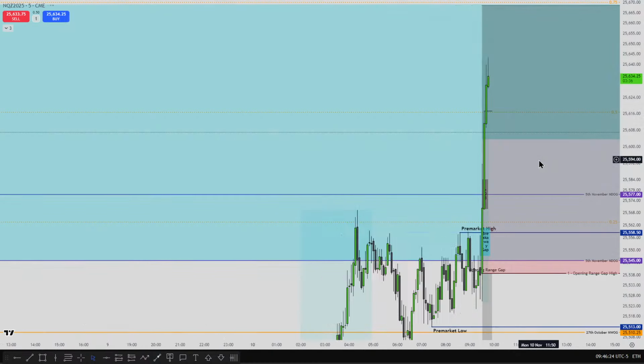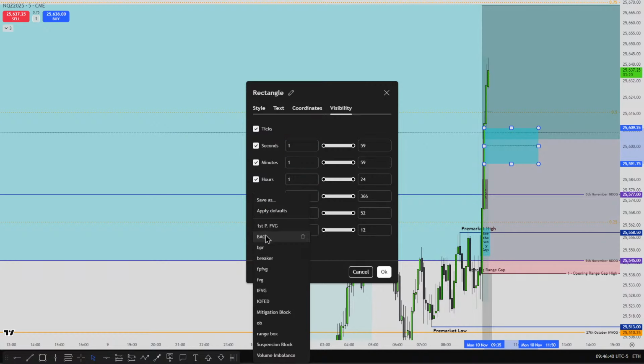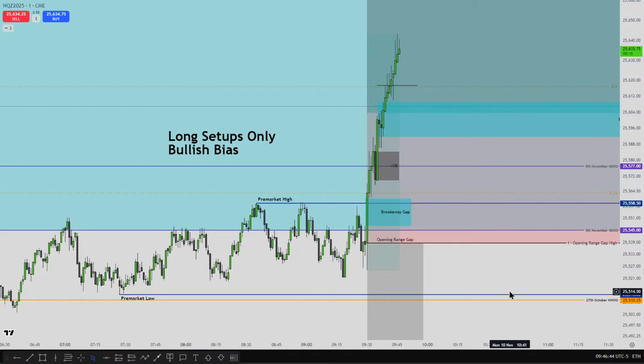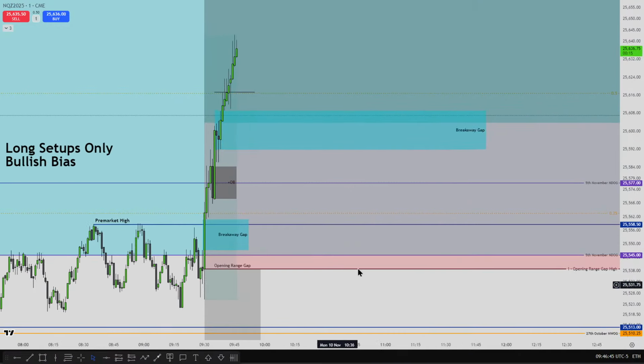Like, I'll put that 5-minute fair value gap on, and you can see it fractally. Well, I know it's not a fair value gap yet, but sorry, this one. Yeah, it is a fair value gap. There you go.